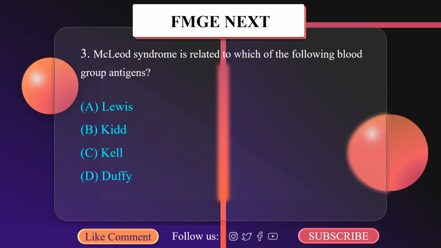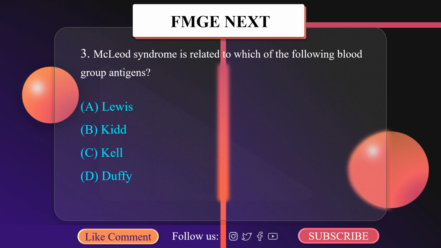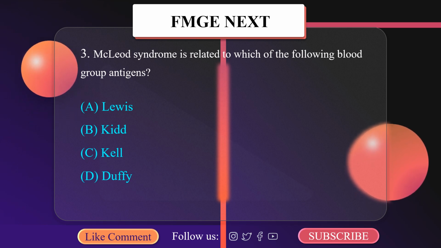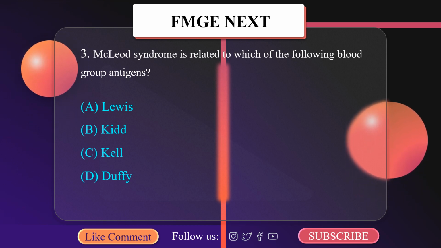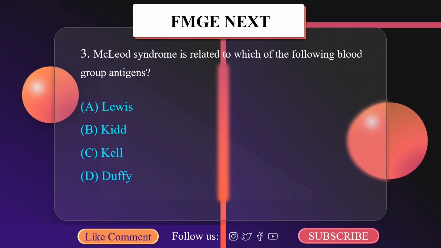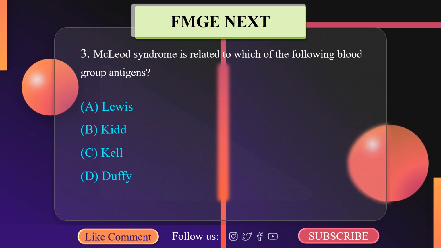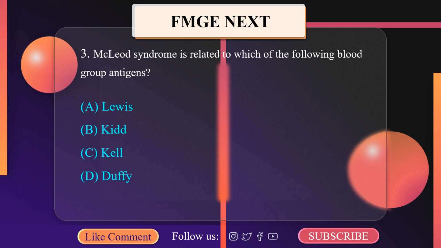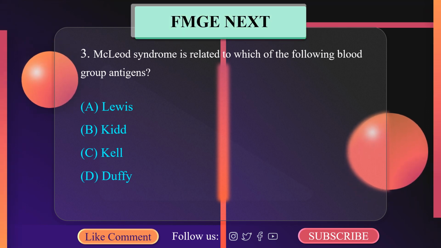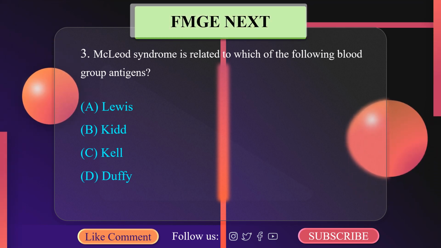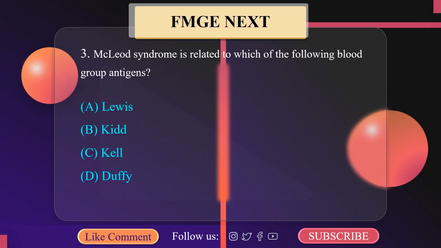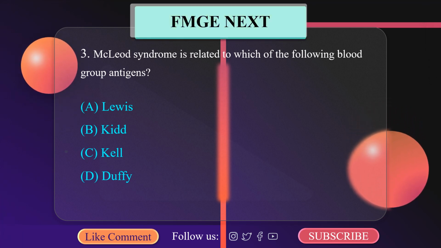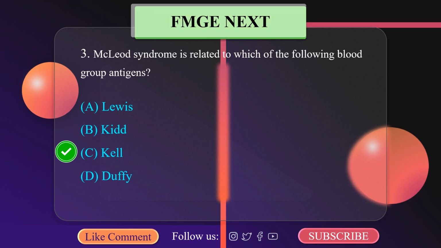McLeod syndrome is related to which of the following blood group antigens? A. Lewis, B. Kidd, C. Kell, D. Duffy. It is KEL.